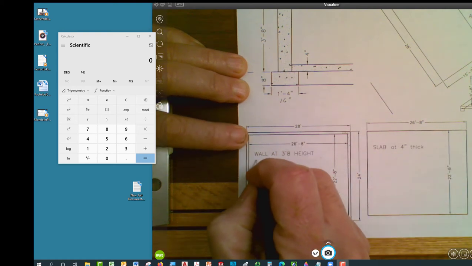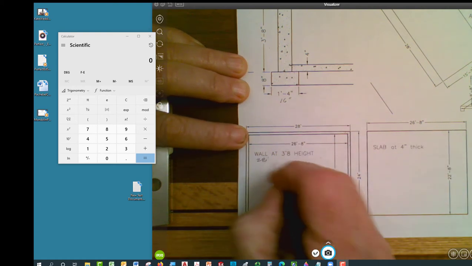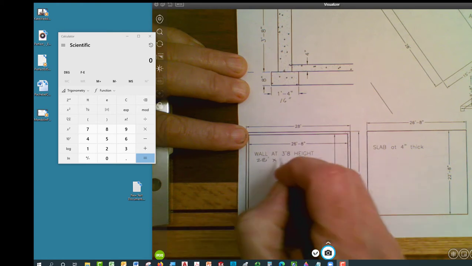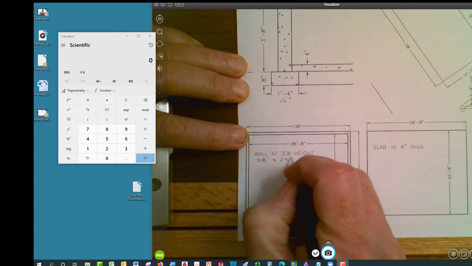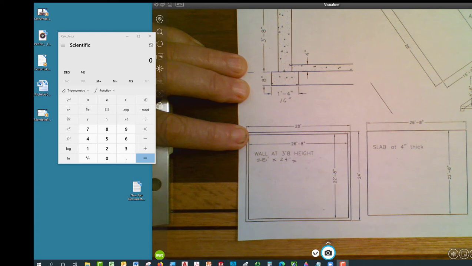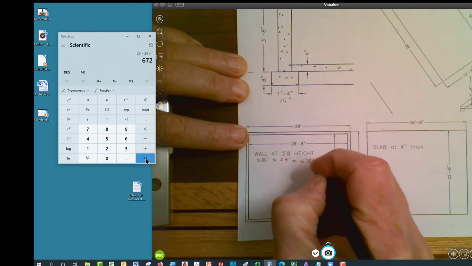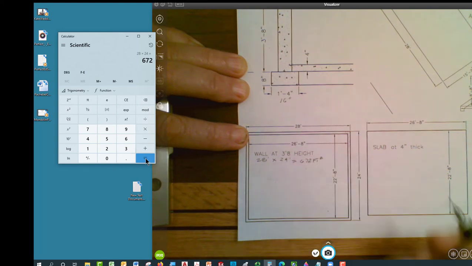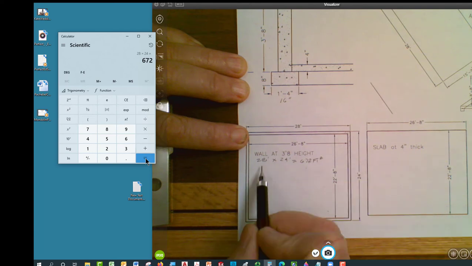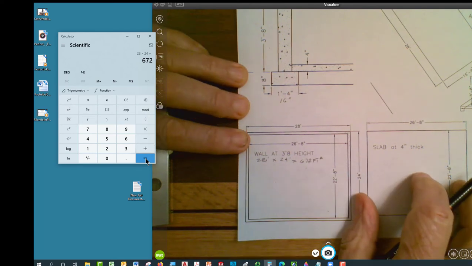So to begin with, I'm going to take 28 feet and multiply that times 24 feet. And we're going to come up with 28 times 24 equals 672. That's 672 feet squared. Don't forget to write down your units now. So feet times feet is feet squared.